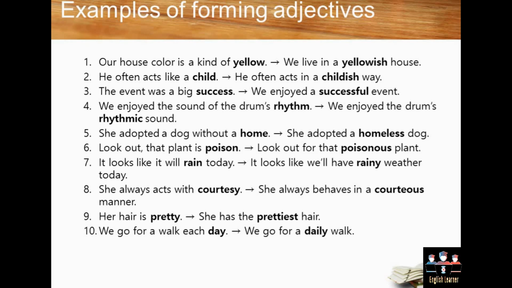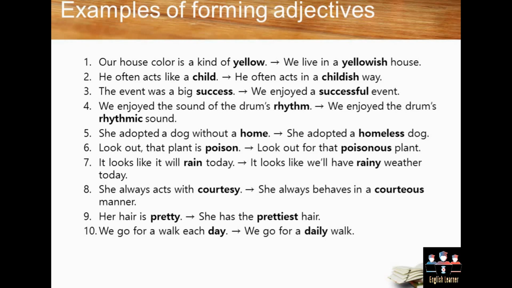Number 2. He often acts like a child. He often acts in a childish way. In this example, child has been transformed into an adjective by simply adding ish at the end of it. Number 3. The event was a big success. We enjoyed a successful event. In this sentence, success is transformed into an adjective by simply adding full at the end of it.